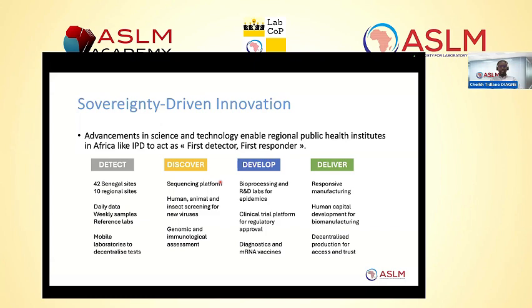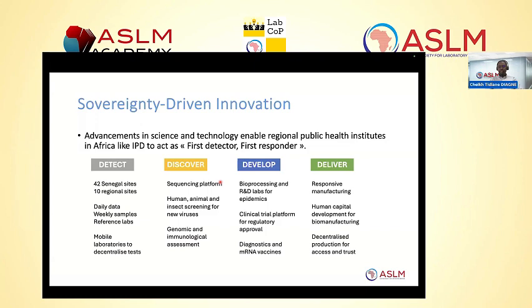diagnostics. IPD also discovers new pathogens using its sequencing platform on human and animal samples, but also by running genomic and immunological assessment. And it's using all of this know-how to develop products using its bioprocessing and R&D laboratories for epidemics. It has a clinical trial team that really allows the validation of this product for regulatory approval. And currently, the two products, as I said earlier, that IPD is working on are diagnostics and mRNA vaccines. We also have a cell-based system.